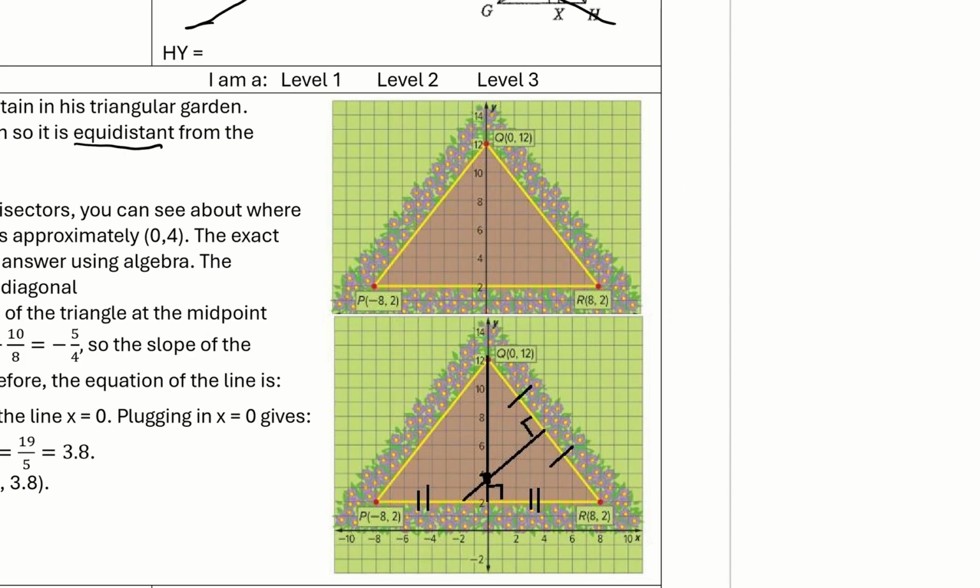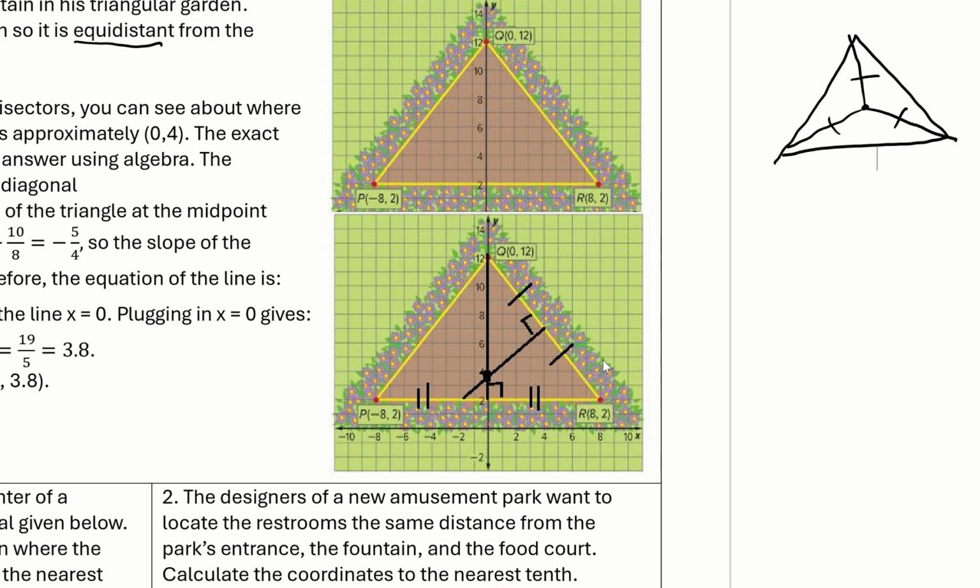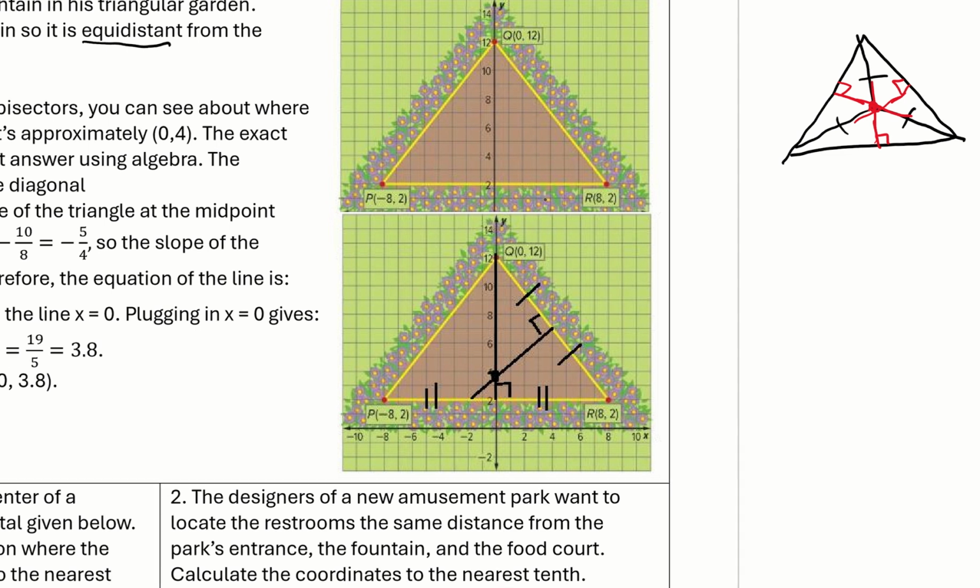So remember that for any triangle, the circumcenter is the same distance from all of the vertices, the corner points. So we've got to find the circumcenter here. But how do we do that? Well, we do that by doing the perpendicular bisector. We cut it in half, and then we figure out where they cross, and where they cross right here is the circumcenter.